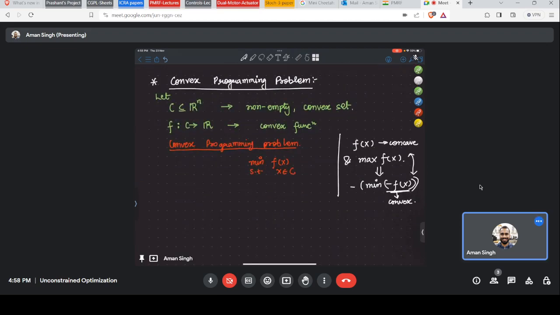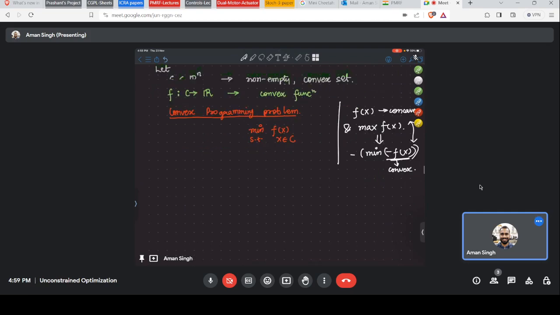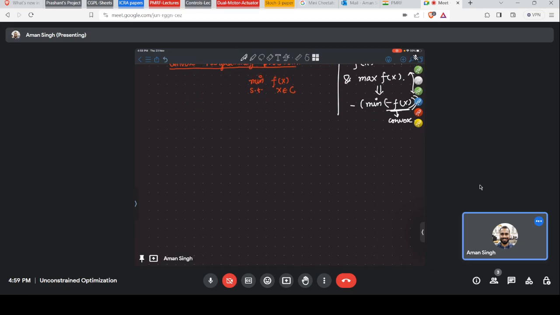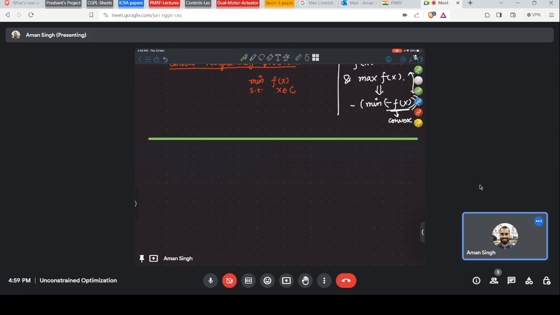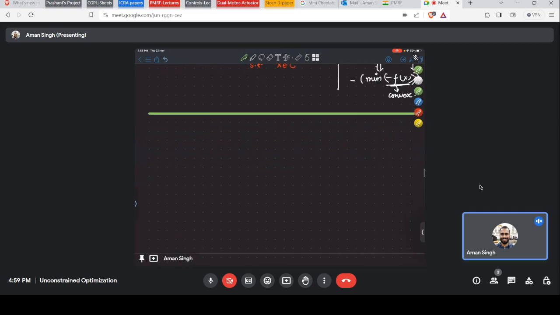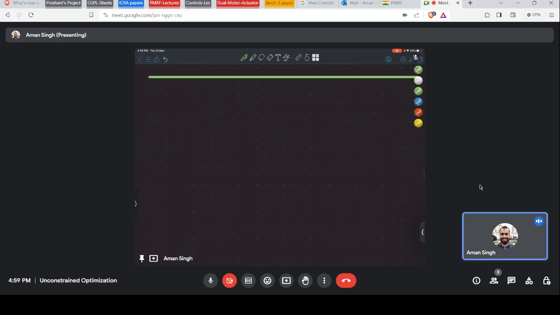Okay, so that is that. Now let's state two theorems. I think we are less on time, so I'll just state the theorems. I'll maybe upload a proof later on. The proofs of these theorems are easy, but because we are running out of time, we'll just state the theorems and maybe one more definition of epigraph. And then we'll end the lecture.